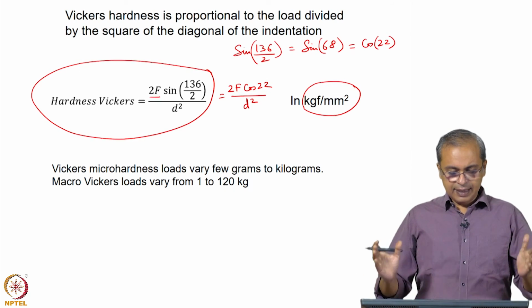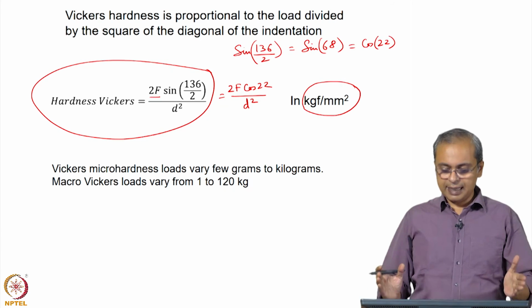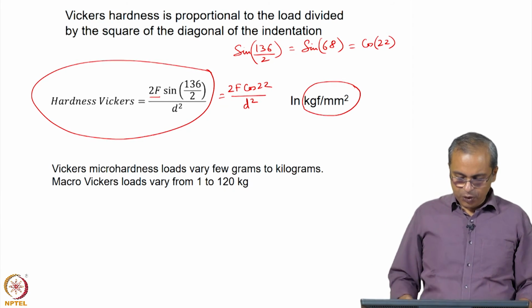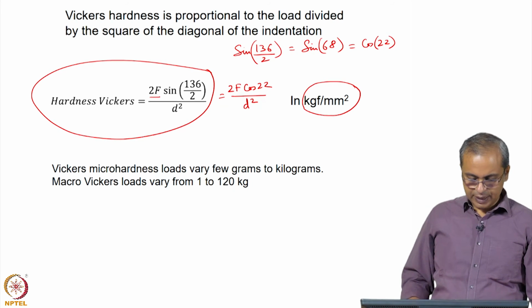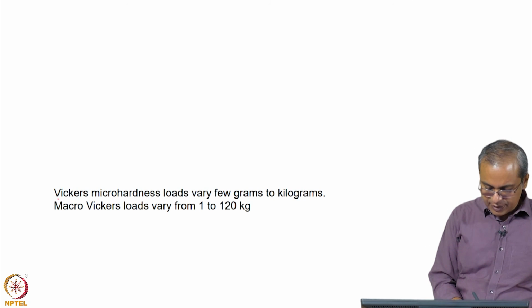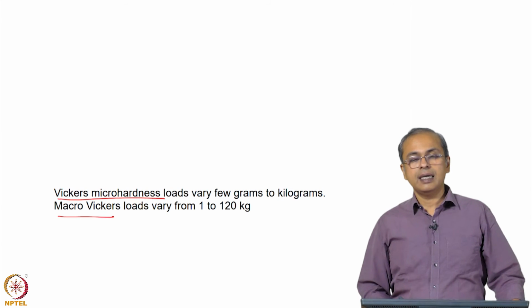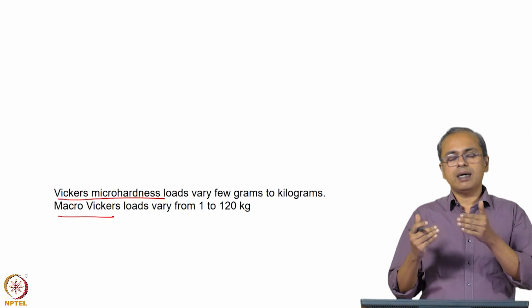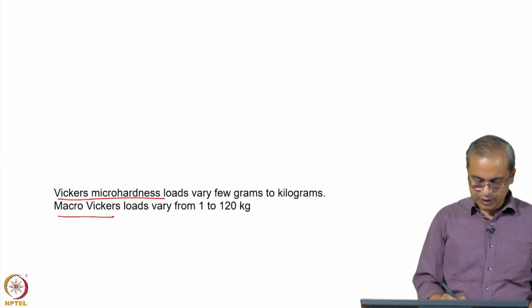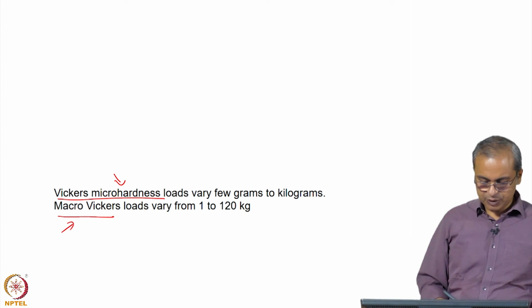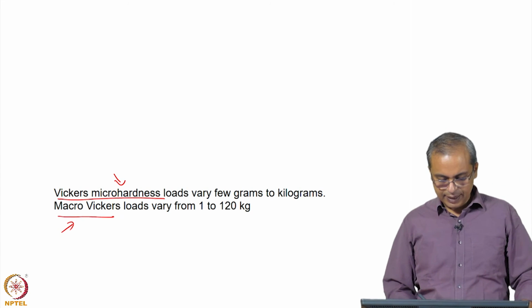So, this is the hardness, and this is how we get the Vickers hardness measurement done. The other point that we need to keep in mind as we close this discussion is that there is something called Vickers micro hardness and there is something called macro Vickers hardness. Typically, for nanoscale materials we would have to use the micro hardness technique, and for conventional materials we would use the macro Vickers hardness technique.